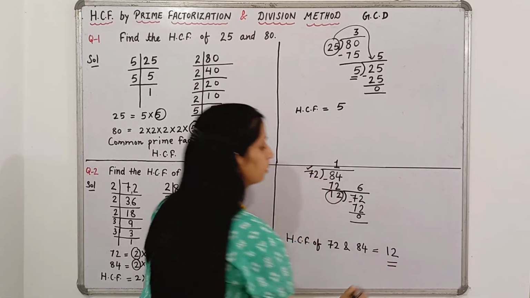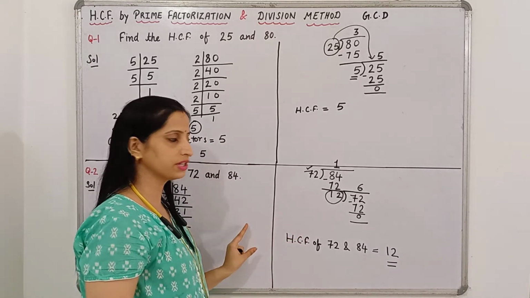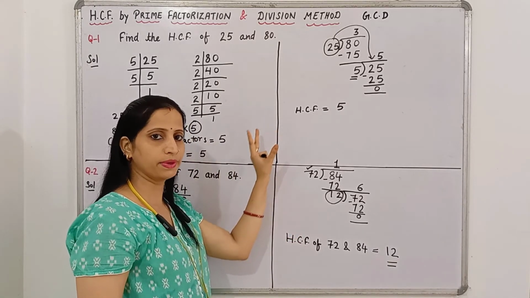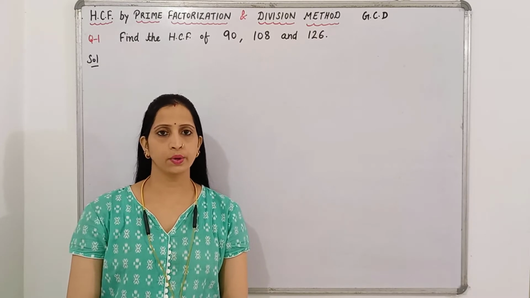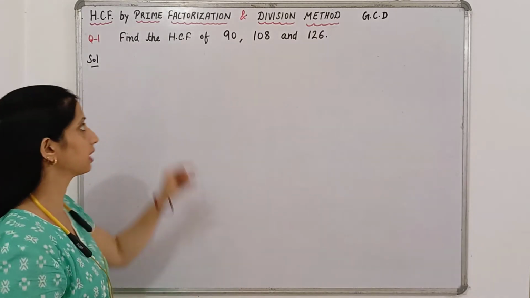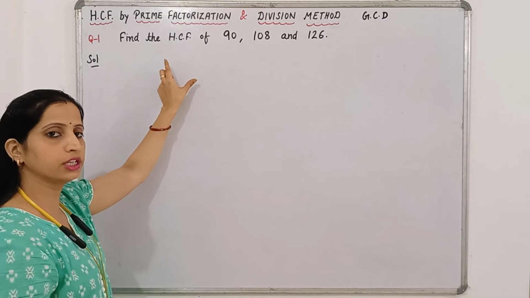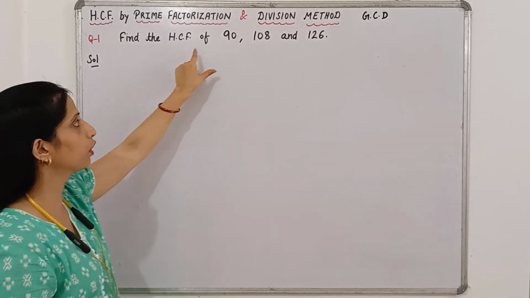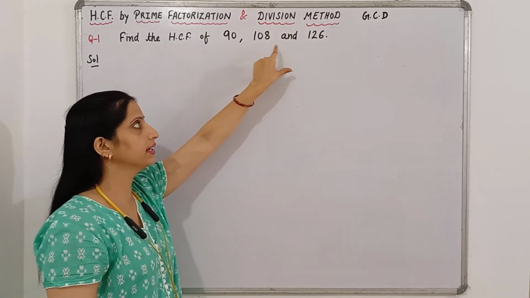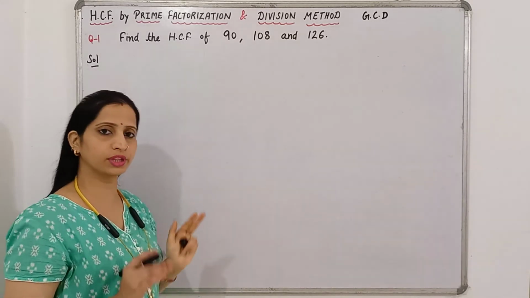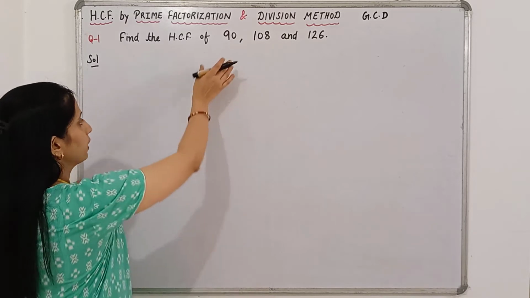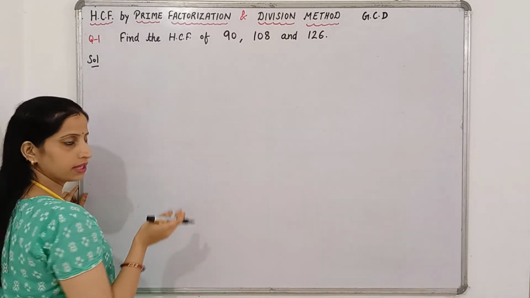Okay. Now we will do some more questions to understand these topics deeply. Now we will learn how to find out the SCF when three numbers are given. So here the question is find the SCF of 90, 108 and 126. Again we will solve this question by both the methods. Okay. So first we will solve by prime factorization method.